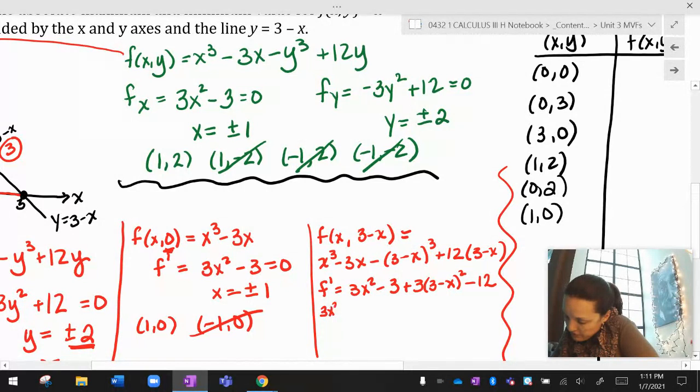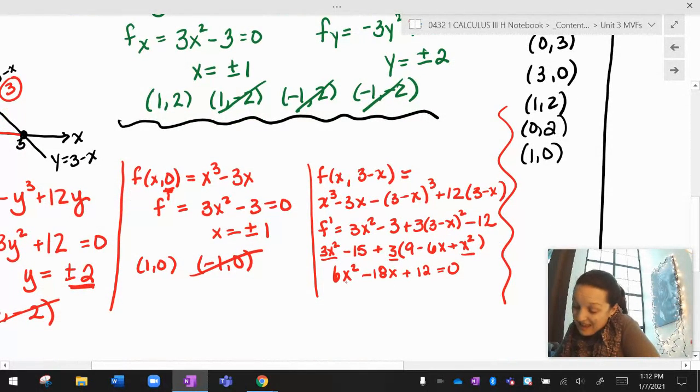So that's going to be 3x squared minus 3, and minus 12 would be minus 15, plus 3 times (9 minus 6x plus x squared). So this is going to be 3x squared plus another 3x squared is 6x squared. And then negative 18x. And then 27 minus 15 is 12. Set that equal to 0. x squared minus 3x plus 2 equals 0. I divided everything by 6.